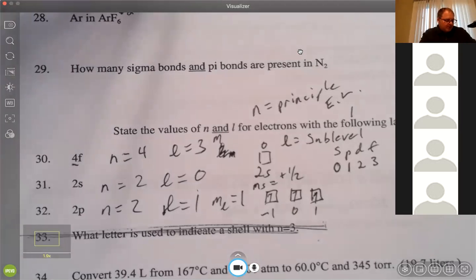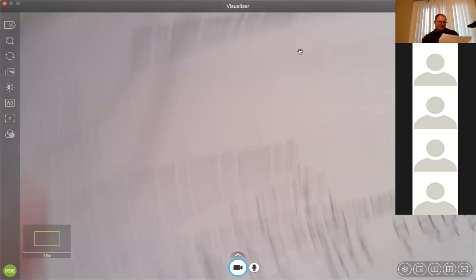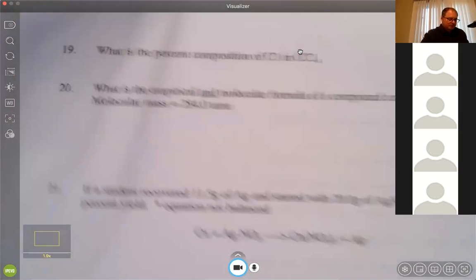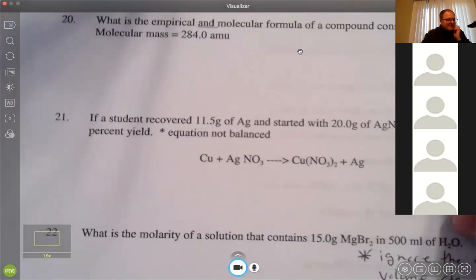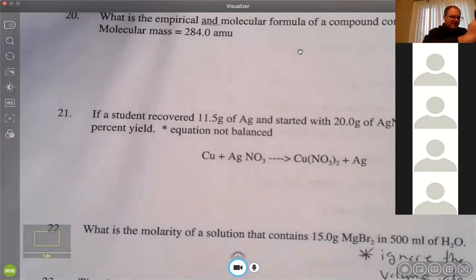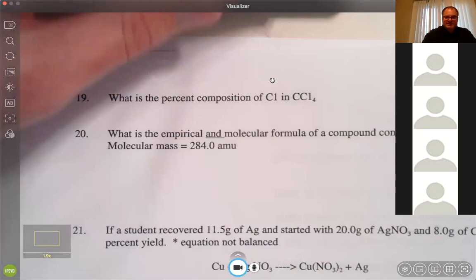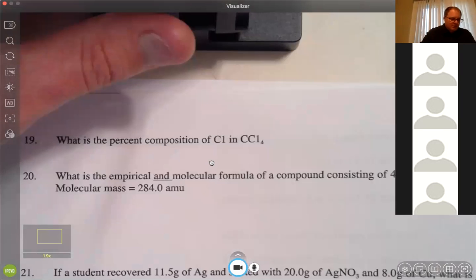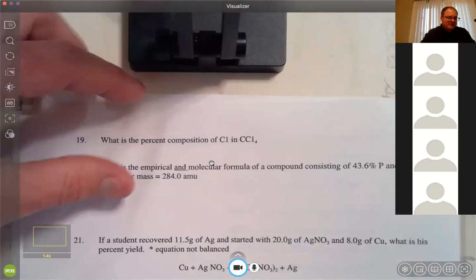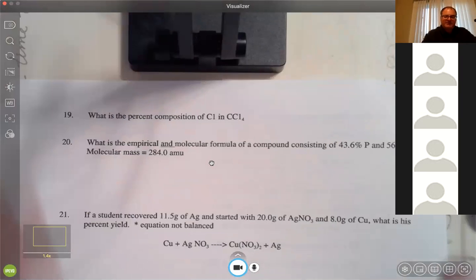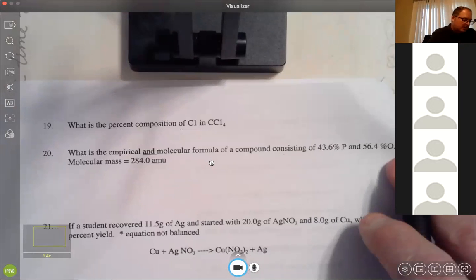Could you go over 20, please? 20. What is the empirical and molecular formula of a compound consisting of 43.6% P and 56.4% O?